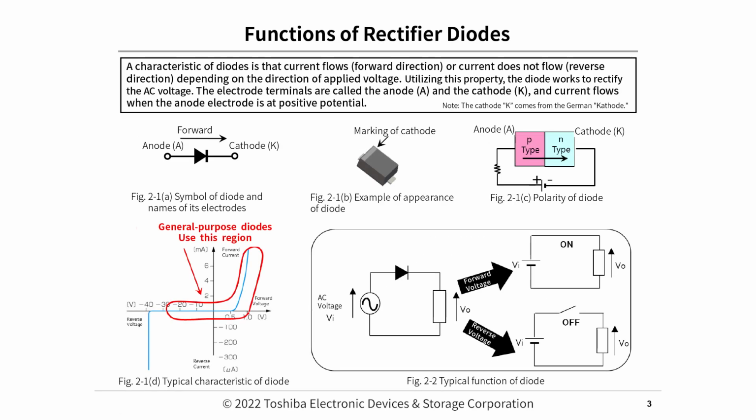Functions of rectifier diodes. A characteristic of diodes is that current flows in the forward direction, or does not flow in the reverse direction, depending on the direction of applied voltage. Utilizing this property, the diode works to rectify the AC voltage. The electrode terminals are called the anode and the cathode, and current flows when the anode electrode is at positive potential.